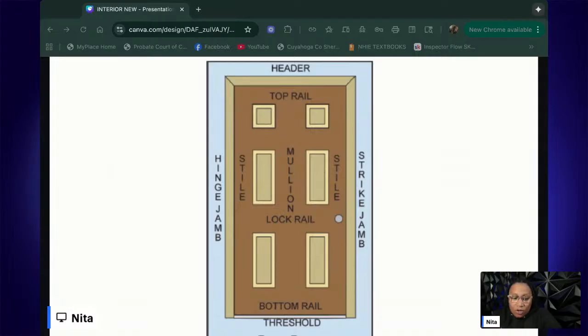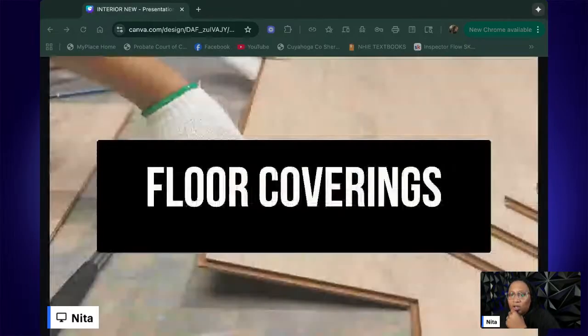For your interior doors, again, you're essentially looking for visible damage. Is there a hole in the door? Is the handle missing? Will it shut? Is the trim off? That's what you're going to be looking for primarily with your interior doors. Anything else? All right, let's talk about our floors now.